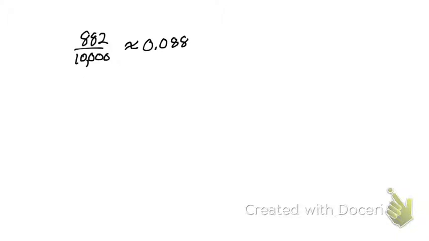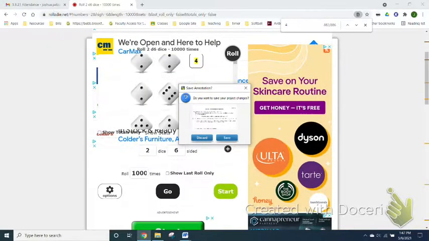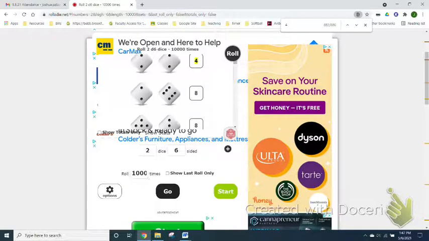Are we looking for 0.083? Yeah, we're looking for 0.083, our theoretical. I forgot what we were shooting for. Let's add another 0. 100,000?